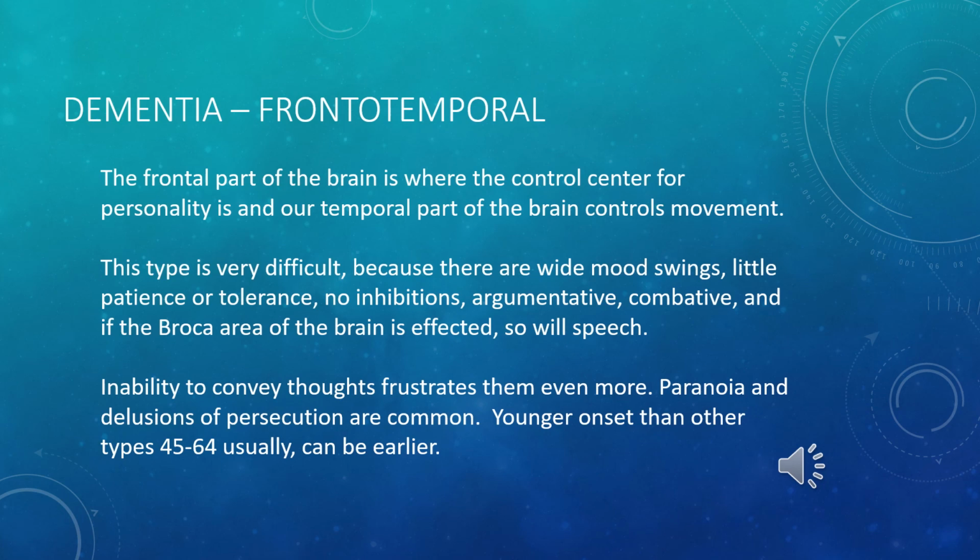Now, the right side of the brain controls the left side of the body's movement, and the left side of the brain controls the right side of the body's movement. So, as long as you remember that the opposite side of the brain affects the opposite side of the body, you have it down pat as to where a problem may be with the brain when you start to see symptoms present.